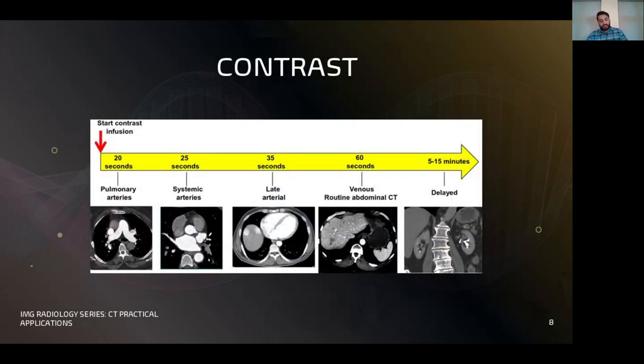Let's move on to the idea of contrast. Contrast in a CT is usually iodine-based. In an MRI, it's usually gadolinium-based. And the contrast essentially enhances particular structures, all right?